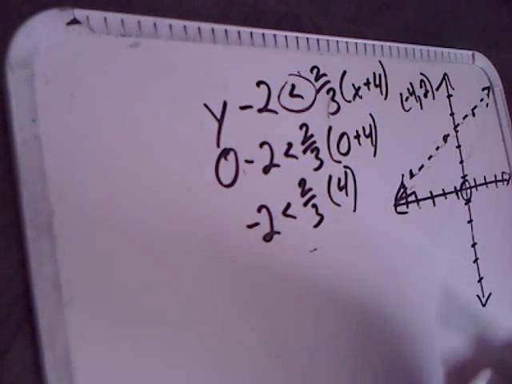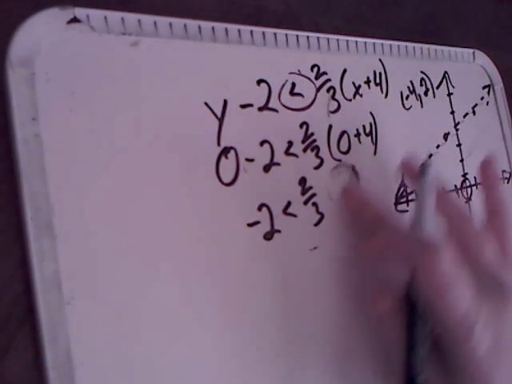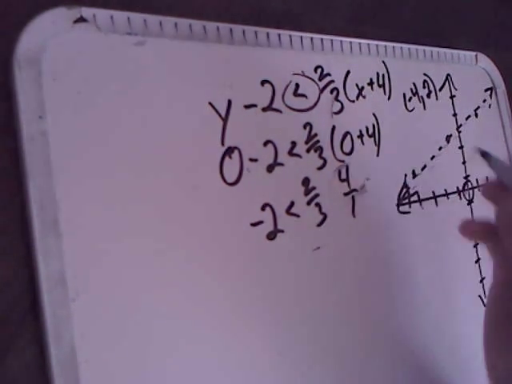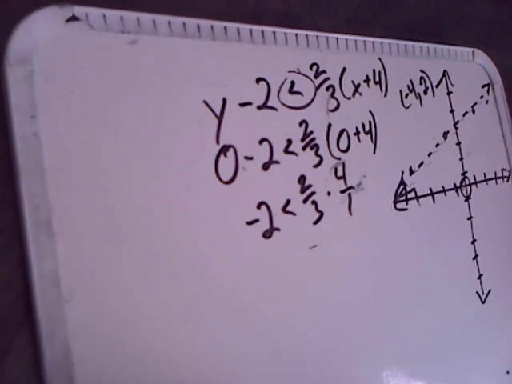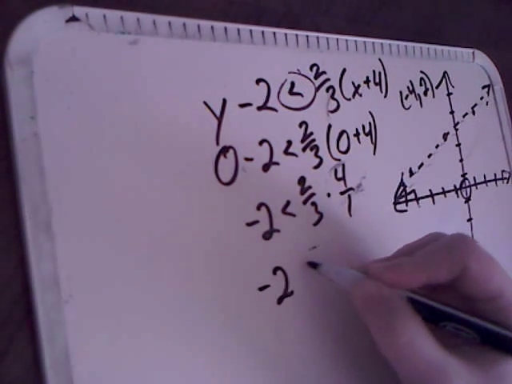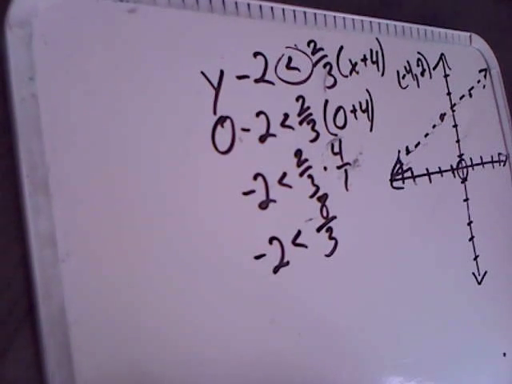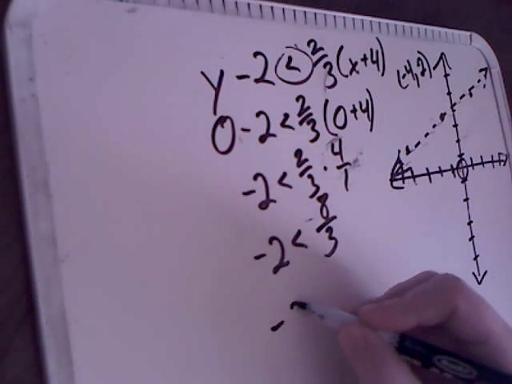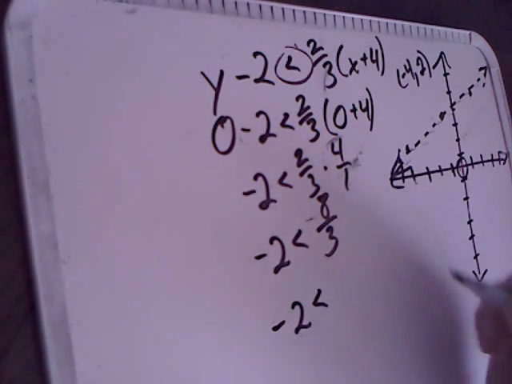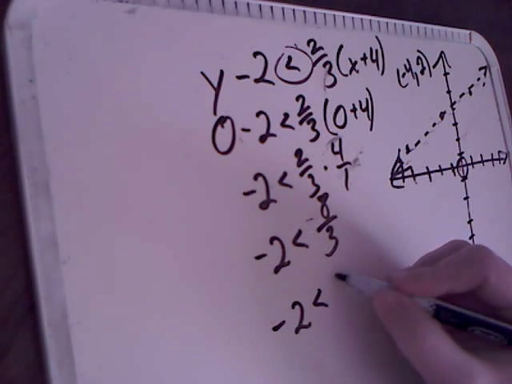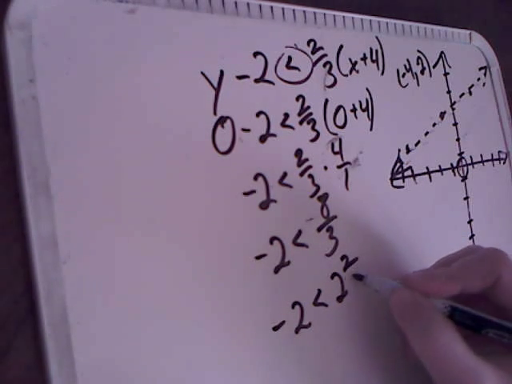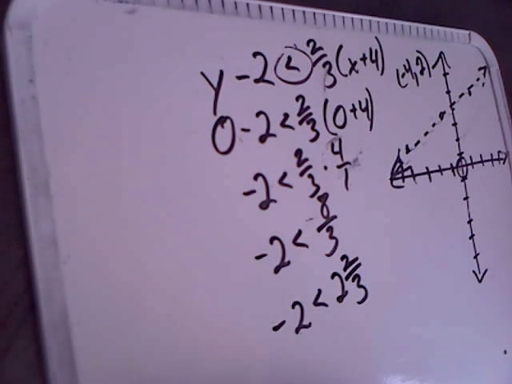Now what I want to do is multiply 4. Instead of just writing 4, I'm going to write 4 over 1 so that I remember to multiply across. -2 is less than 2 times 4, which is 8 over 3. 8 over 3 is the same thing as, well, let's see, 3, 6, that would be 2 2/3. Now, this is a whole number. This is a positive number. This is a negative number. -2 is less than 2 2/3.